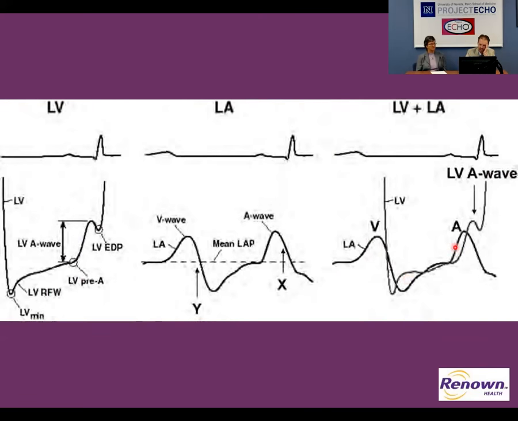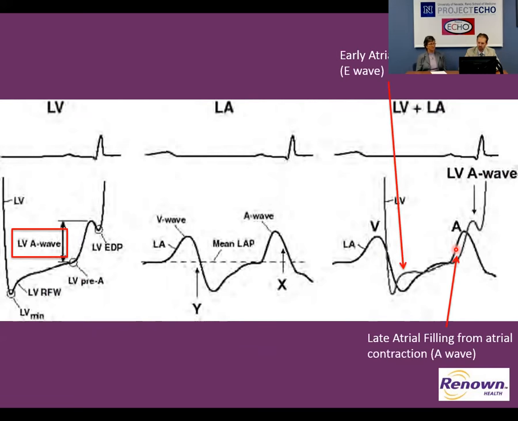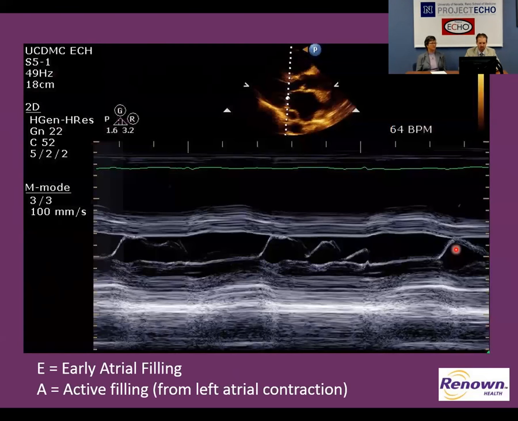An early phase, which is left ventricular relaxation, and then later, actually later in diastole, the atrium will squeeze and force blood into that left ventricle. So there's an early phase of diastolic filling and a later atrial contraction phase of diastolic filling. So there you go. Early phase, E wave is the early filling and A wave is the late filling.